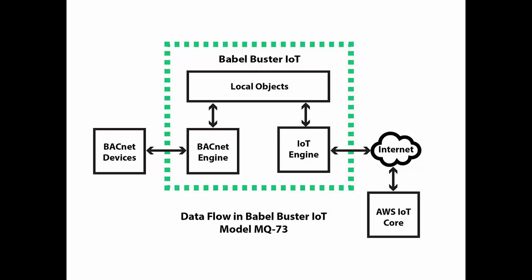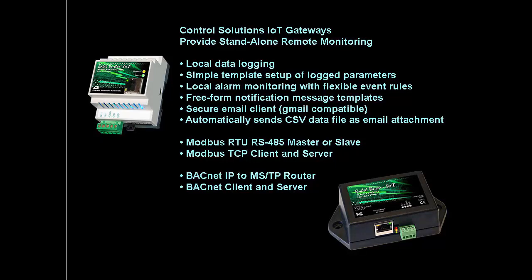On the IoT side, you again use simple templates to specify criteria for publishing data to the cloud. Then, according to your rules, the IoT gateway will publish data to the cloud and subscribe to data from the cloud. The Babel IoT gateway can also provide standalone remote monitoring with local data logging, simple template setup of log parameters, local alarm monitoring, freeform notification message templates, secure email client, automatically send CSV data file as an email attachment.